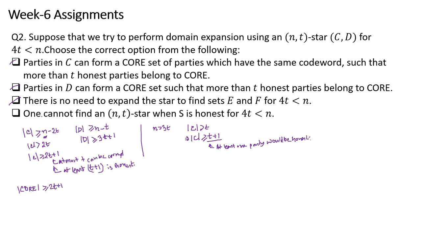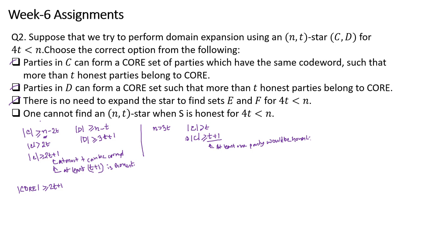Last option says one cannot find an empty star when S is honest for n greater than 40. Well, this is not true, because if S is honest, S must have communicated identical copies of C1 to Cn to all the parties in the system, and all the honest parties in the system, after receiving the identical copies of C1 to Cn from honest S, will be essentially consistent with each other.